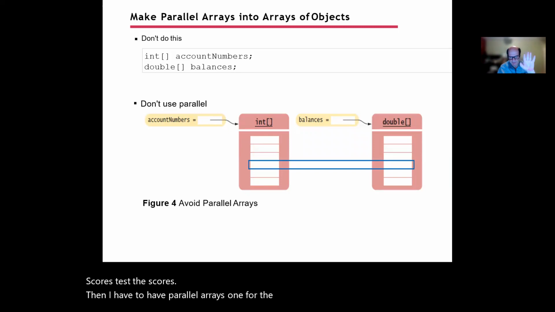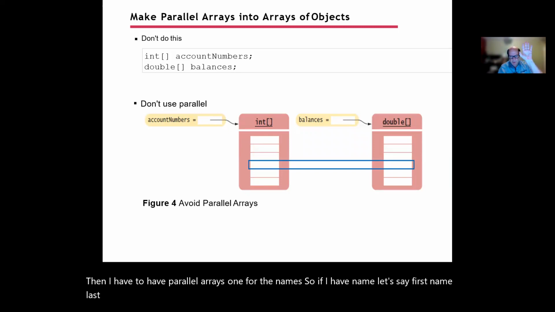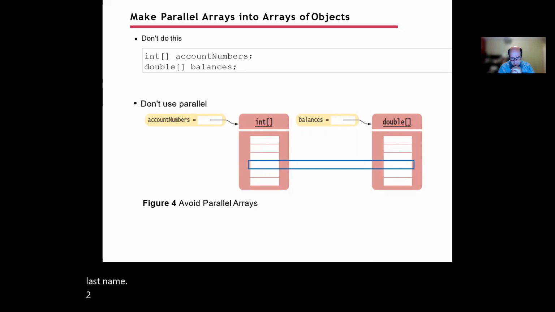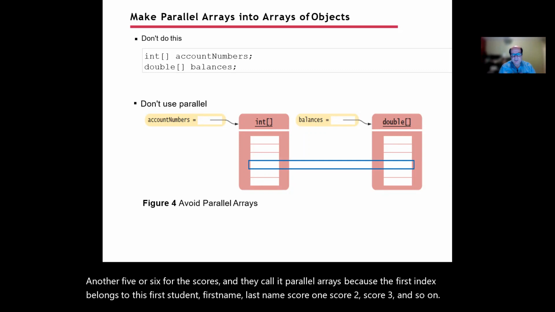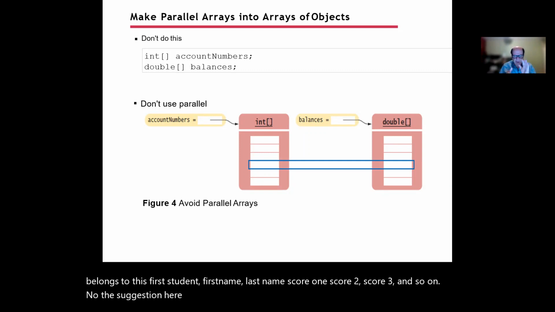So if I have name, let's say first name, last name, I can have two for the first name, last name, and I can have another 5 or 6 for the scores. And they call it parallel arrays because the first index belongs to the first student: first name, last name, score 1, score 2, score 3, and so on. Now, the suggestion here is, instead of creating these parallel arrays, we can create an array of objects.